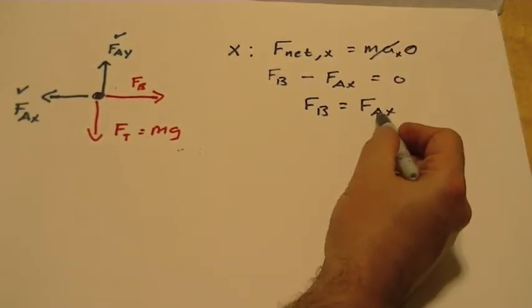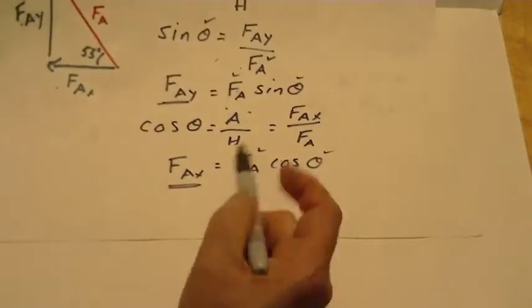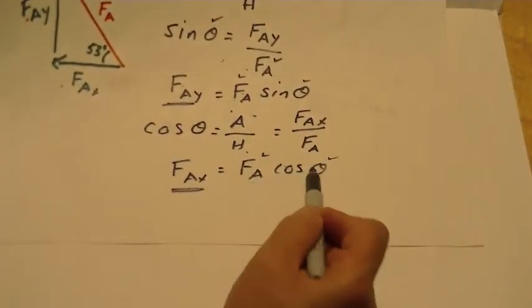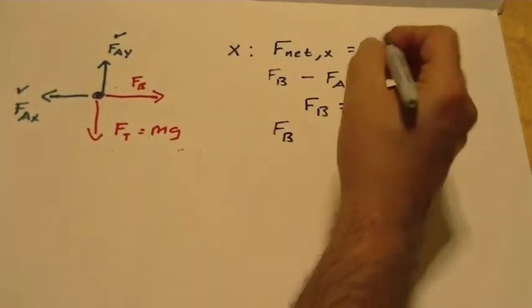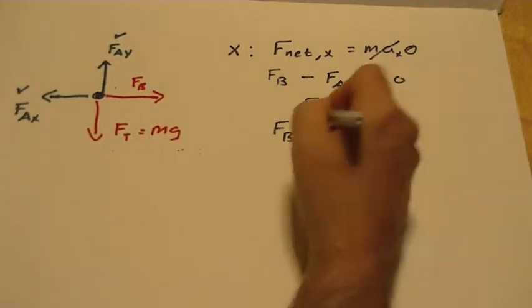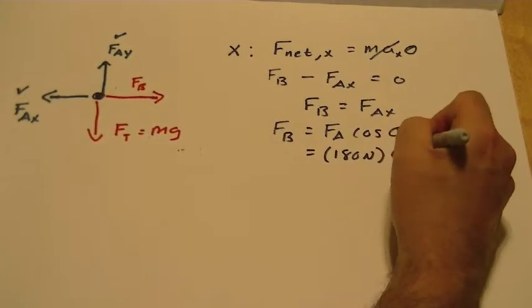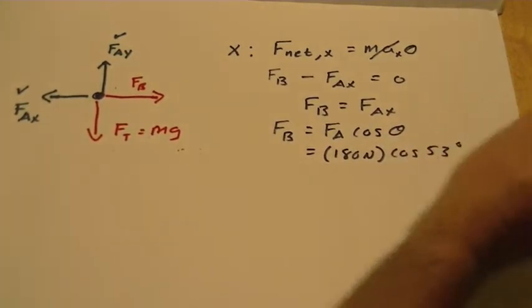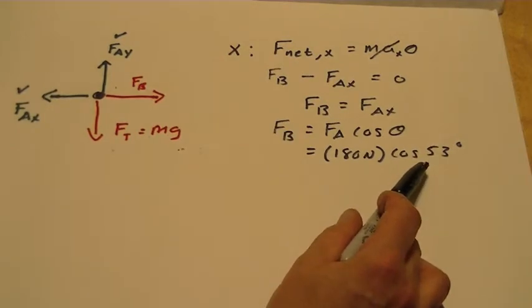Well, I'm going to just replace Fax, this component, with what we calculated before using trigonometry, that Fax is going to be the original vector Fa times cosine of the angle. So I get that Fb equals Fa times cosine of the angle, or Fb equals 180 newtons times cosine 53 degrees. Now, when we calculate this, we can use a calculator, and you want to be careful to make sure your calculator is actually in degree mode.